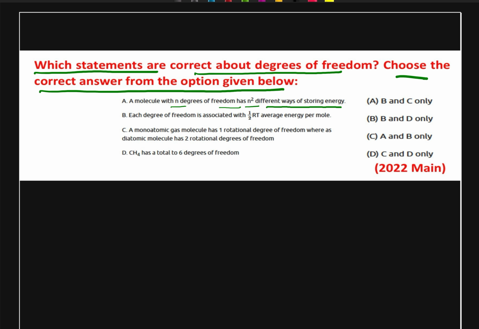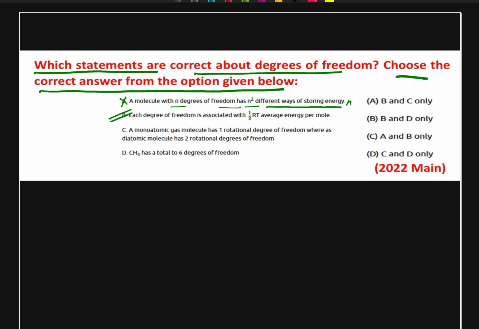And so if the degree of freedom is n, then the number of different ways of storing the energy is also n. So it's not n square, so option A is incorrect. And B states that each degree of freedom is associated with 1/2 RT average energy per mole. This is based on the equipartition theorem, which states that each degree of freedom is associated with 1/2. Sometimes it is written as kT and sometimes it is also written as RT. So this option is correct.